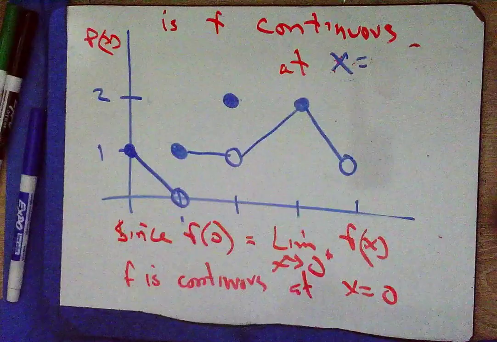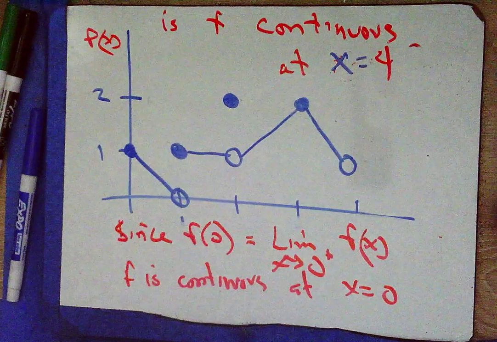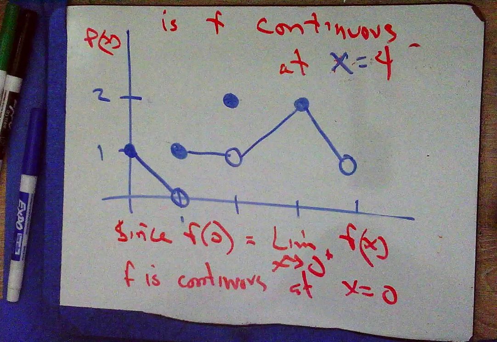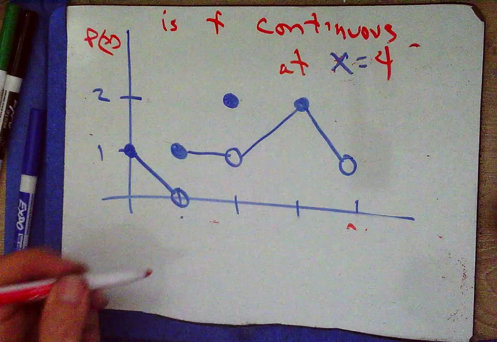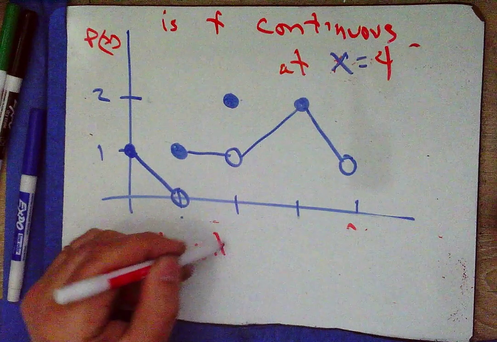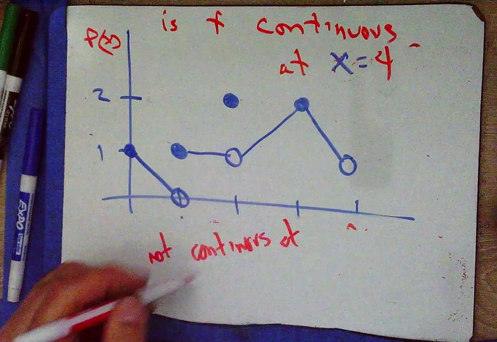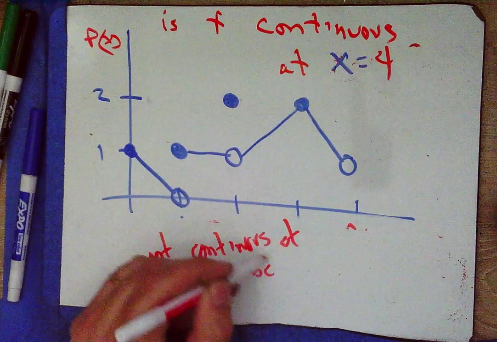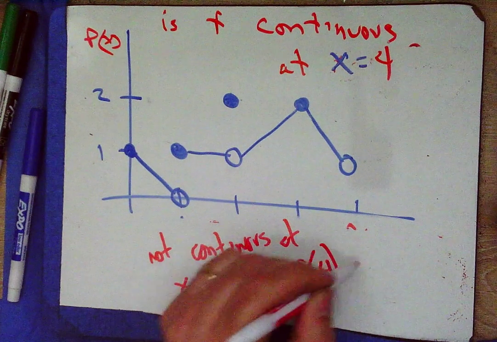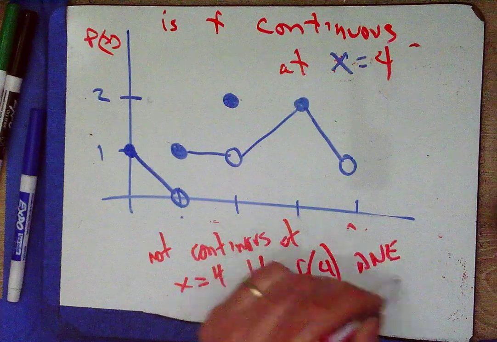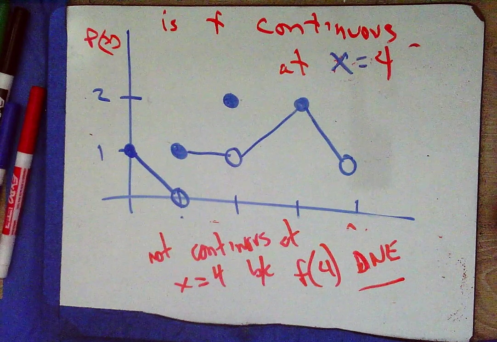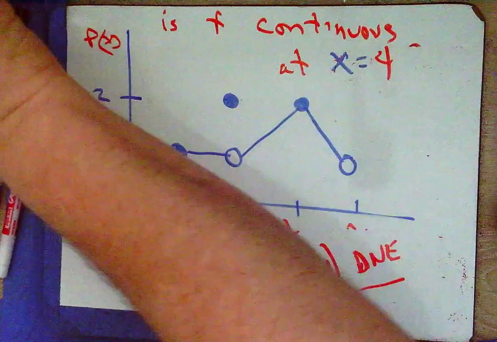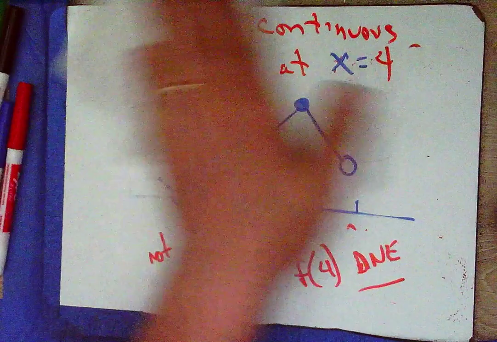What about at x equals 4? Am I continuous at x equals 4? No, I'm not continuous at x equals 4 because f of 4 does not exist. Okay, so that's the basics of continuity. Okay? Now, let's go a little further with this conversation.